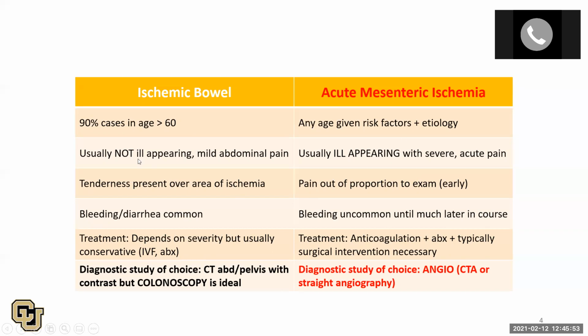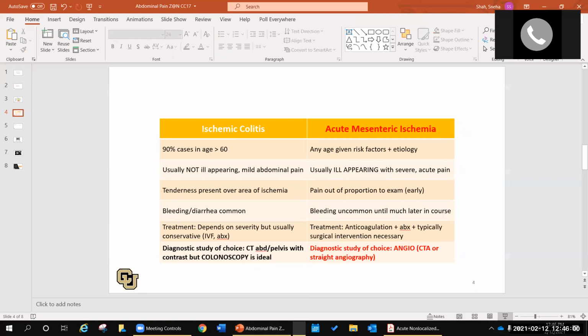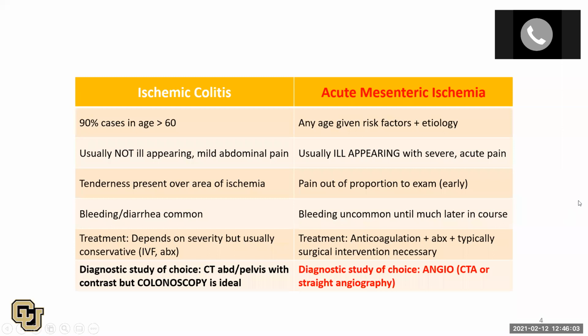Ischemic colitis is just the large bowel that isn't getting enough blood. Acute mesenteric ischemia is the small bowel not getting enough blood. And in thinking about who gets these, ischemic colitis is really a disease of patients who are advanced in age. So most cases happen when you're older than 60. They usually are not ill-appearing. They have mild abdominal pain, as this patient had. There is tenderness present over the area of ischemia. Bleeding and diarrhea are common during the acute case of it.